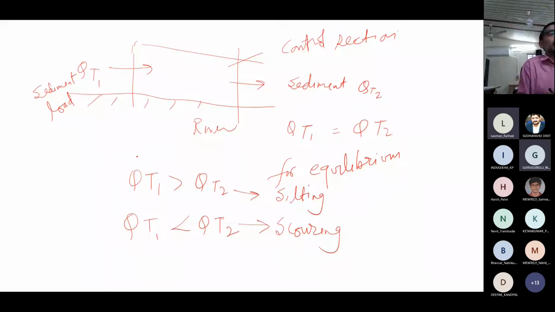See, let us take this data. Suppose 50 ton per minute is the sediment coming in, and this one is 40 ton per minute. Right? So what will happen? The sediment transported from section 2 is less than what is coming to the section, by 10 ton per minute. So naturally it has to get deposited here in the channel itself. So that is silting, or you can also say aggradation. Is it correct?